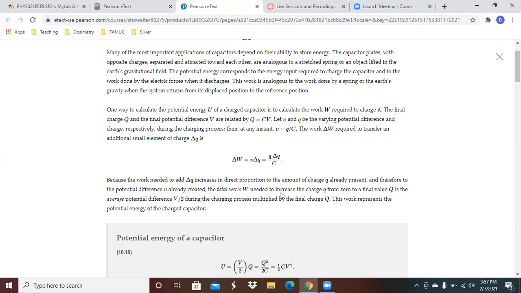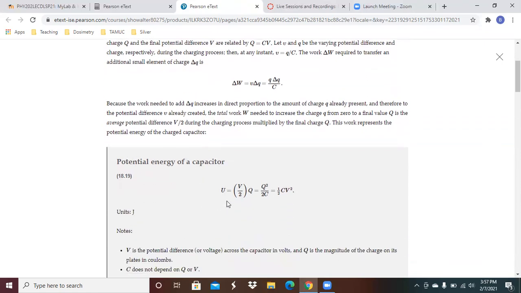The total work done needed to increase that charge from 0 to a final value of Q is going to be the average potential difference between the two. So when we take the Q here, and we're going to keep that there, we're basically going to replace this with the average potential that it takes in order for us to get from the original Q up, adding the extra charge in there.